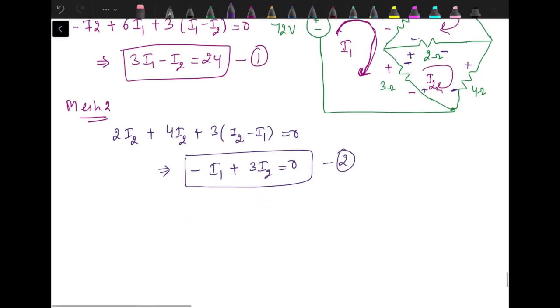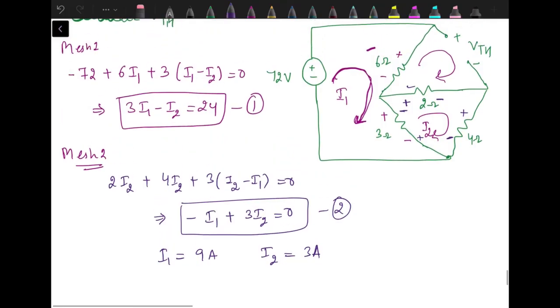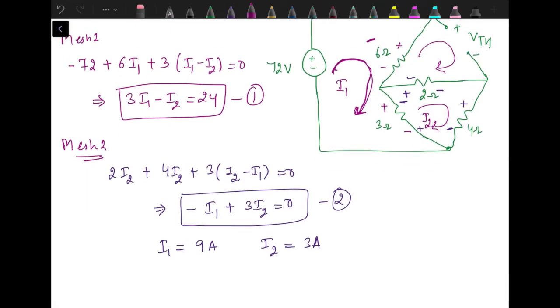Now the solution of these two equations will give us the value of I1 and I2. I1 is 9 ampere and I2 is 3 ampere. Now in order to find out VTH, let's start from VTH only, plus VTH. Now this is in the open loop. Then drop across 2 ohm. We had already marked the polarity according to I2, since I2 is the only current which is flowing through this 2 ohm resistance. So let's write the voltage drop as per that polarity only.